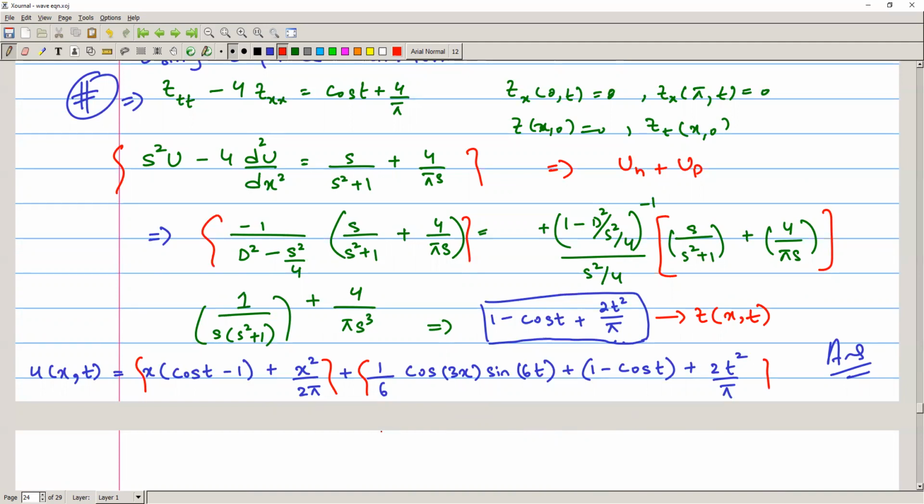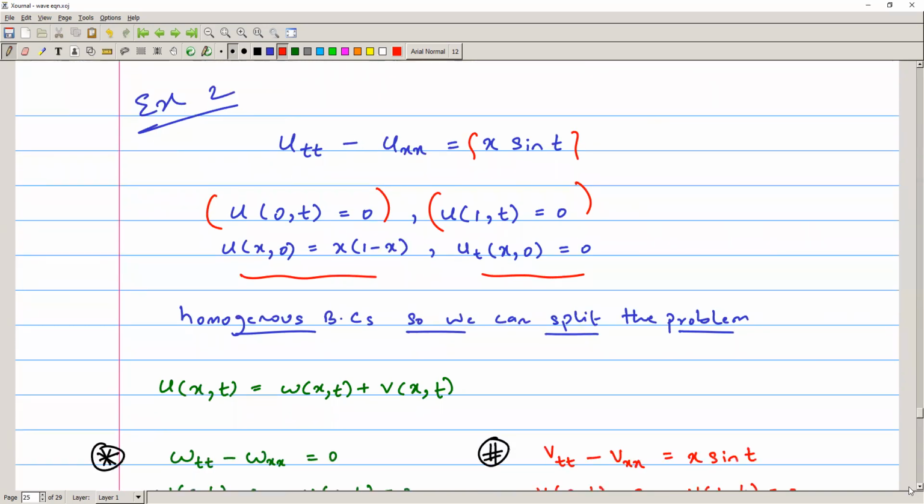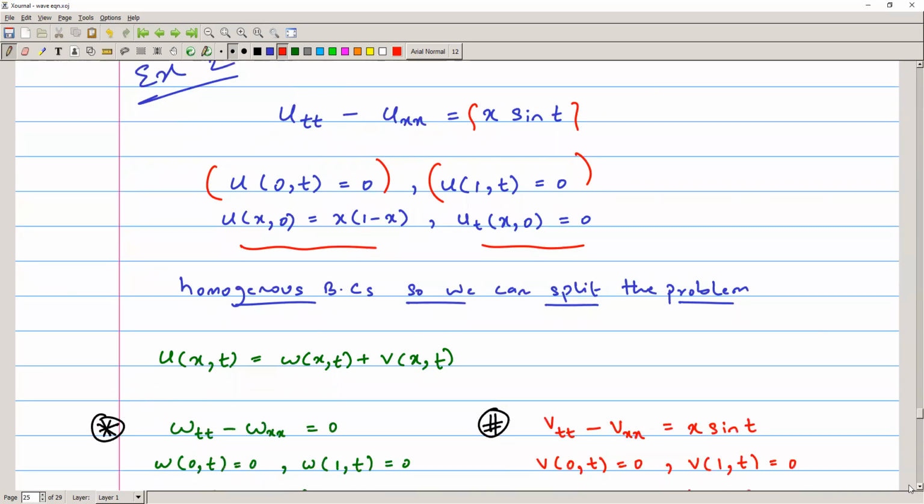You can see that we have used multiple methods for this problem. And now we'll move to another problem, another example. Again, we have a time dependent source on the right hand side, and the conditions are homogeneous boundary conditions. So this is a bit simpler problem, but we will use some other methods for this problem.